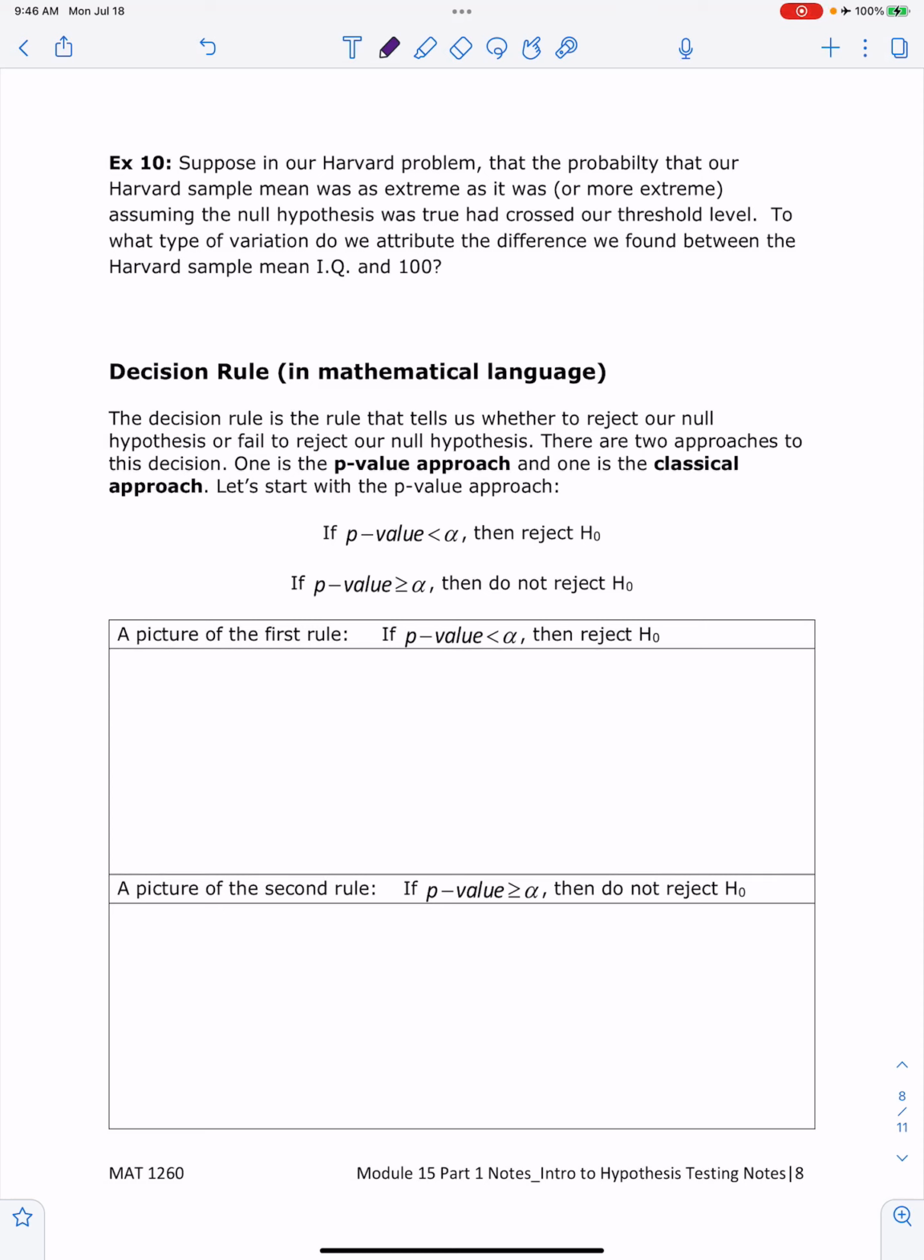Here are the Mod 15 Part 1 notes. This is page 8. So example 10.